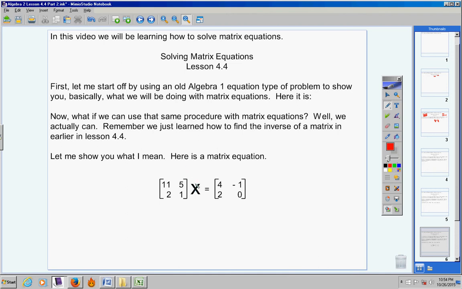Now I will say this though, when you're solving a matrix equation like this, you are solving for a matrix. In other words, this big X, you could actually do this if you wanted to, you could put a matrix right here.